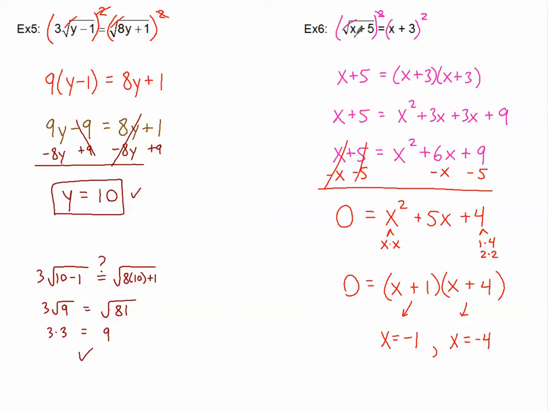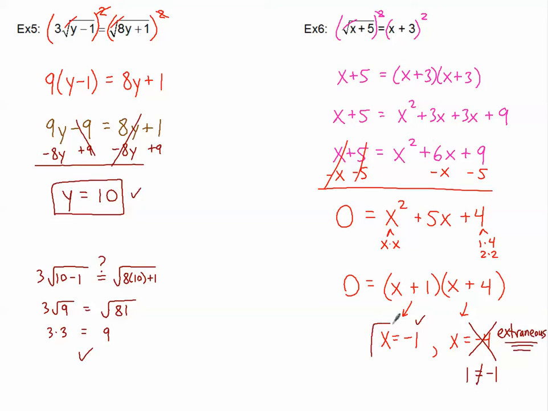So if I plug the negative 1 right up here, negative 1 plus 5 is 4. The square root of 4 is 2. Negative 1 plus 3 is 2. And I've got 2 equals 2, so that's good. Let's try the negative 4. Negative 4 plus 5 is 1. The square root of 1 is 1. Negative 4 plus 3 is negative 1. Wait a minute, that's no good. This gives me 1 equals negative 1, and that's no good. This must be an extraneous solution.